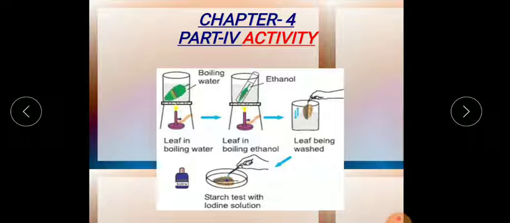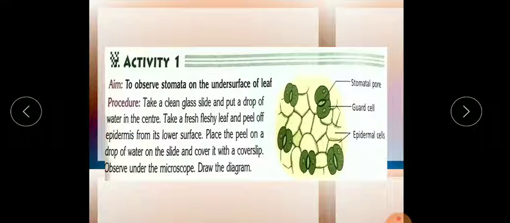Now before that, one activity is given, activity 1 in your book, page number 52. What is the aim? What do we have to do? We have to observe the stomata, which is a site of exchange of gases, carbon dioxide and oxygen, on the under surface of the leaf. Under surface means the lower portion of the leaf.